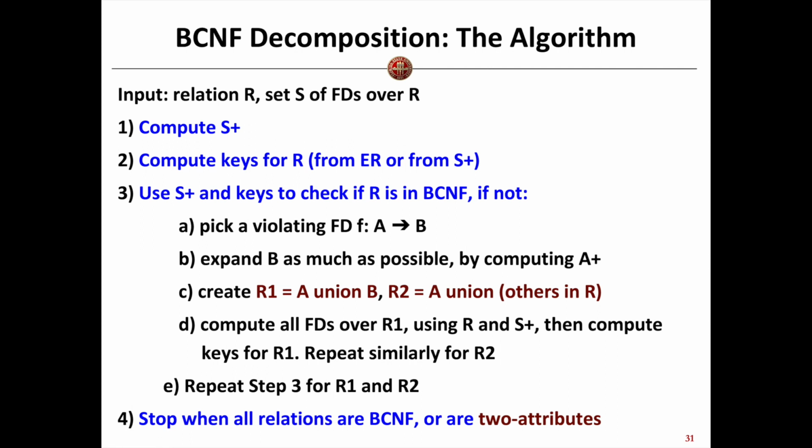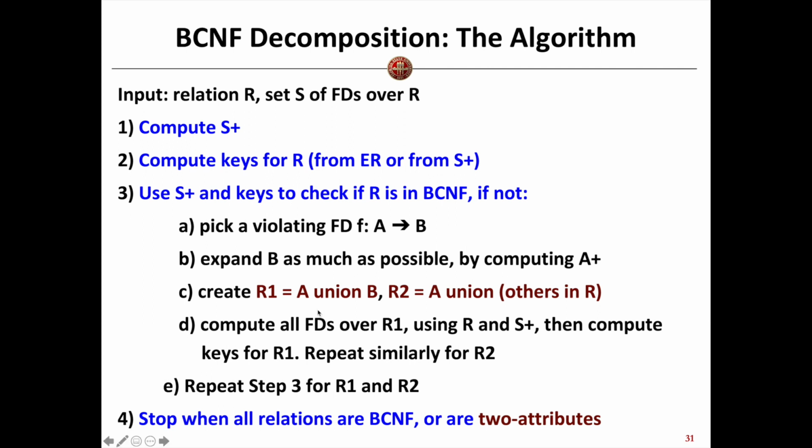We plan to make this B as large as possible, so we expand B by computing the closure of A, A plus, right? In this way, we can make B as large as possible. According to the description, based on this violating FD, we can create two new relations. R1 has the attributes A's as well as B's. At the same time, we create another relation R2 with A's and the other attributes in the relation.